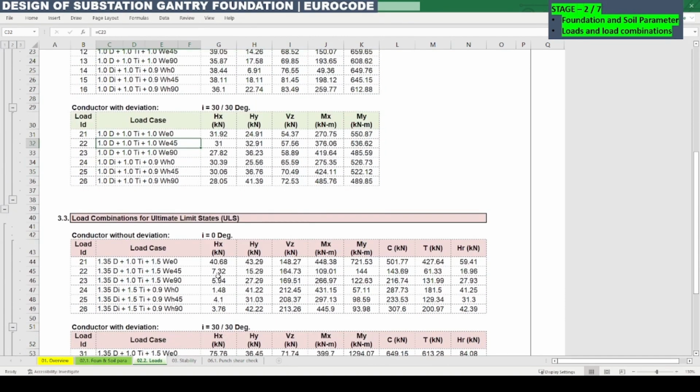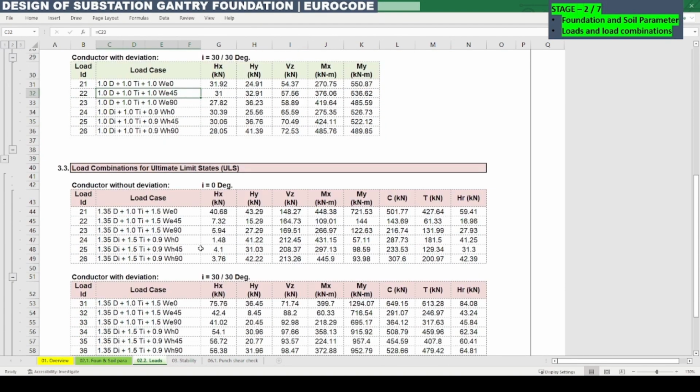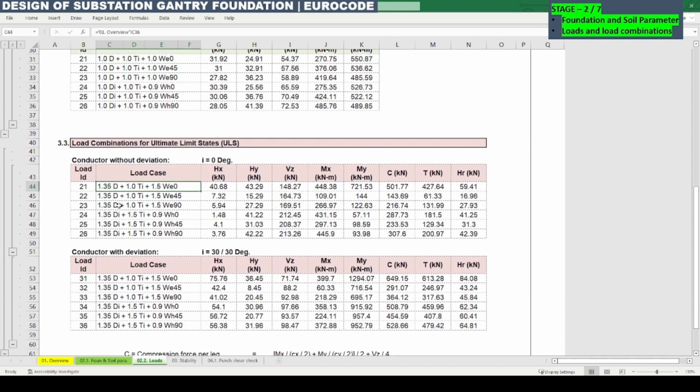SLS load cases, and when we come to the ULS ultimate load combinations, these are the factors. 1.35 is the dead load we are considering, plus 1 as a variable load for wire tension, and 1.5 is the leading variable for wind load cases. And similarly in these cases, 1.35 is the dead load, 1.5 for wire tension as the lead variable, and 0.9 for wind load as a normal variable load. So these are the combinations.